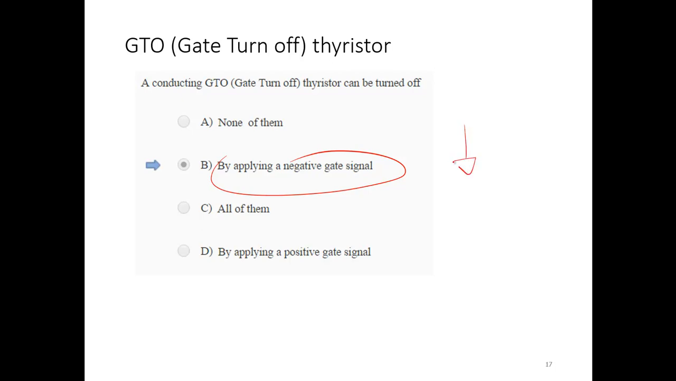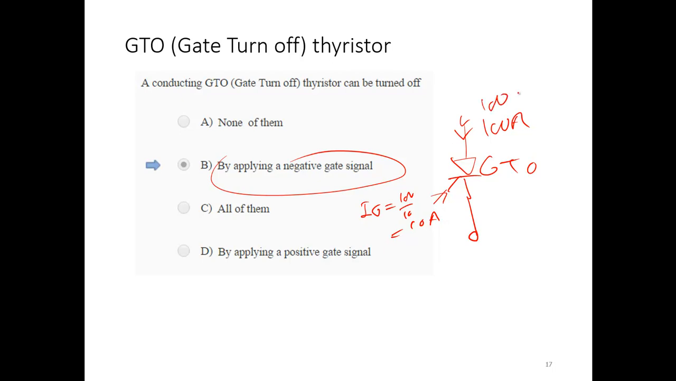If a GTO was conducting, say with 100 amps flowing through the device, and you want to turn it off, the current gain is very low. If the turn-off current gain is 10, you will need a gate current of 100 divided by 10, which is 10 amps. This requires a large current to apply, and that needs different techniques.